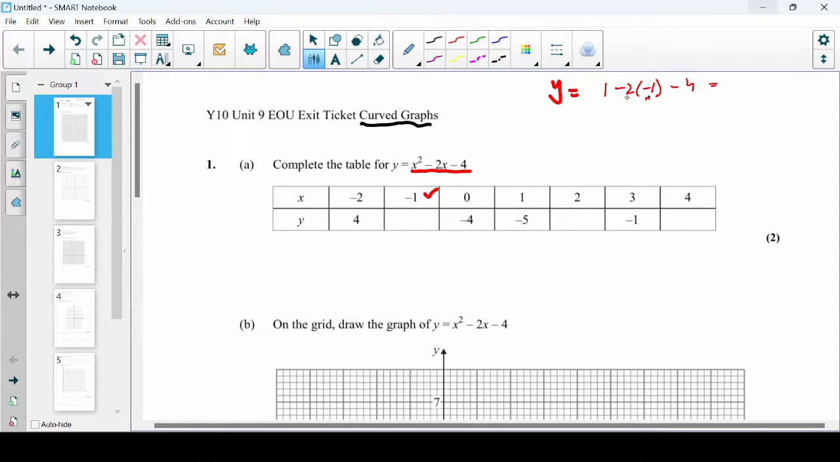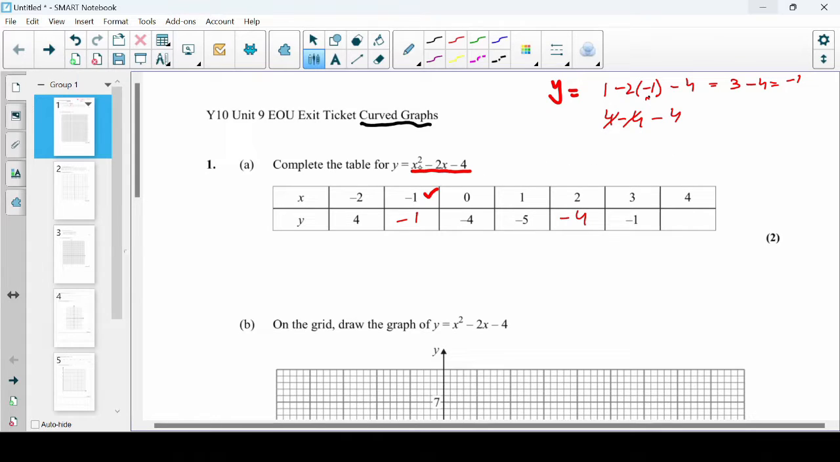Then minus 2 times -1, negative and negative again gives positive, so +2. Then minus 4. So +1 plus 2 is +3, and +3 minus 4 gives us -1. So if x is -1, y is also -1. In the same way, we put 2 in this equation. That gives us 4 minus 2 twos are 4 minus 4. And this cancels out, so we are left with -4.